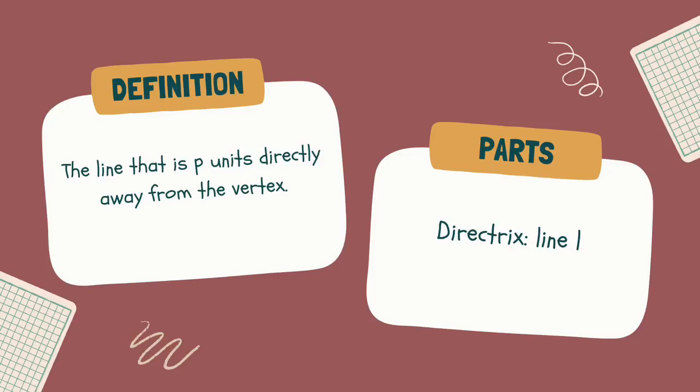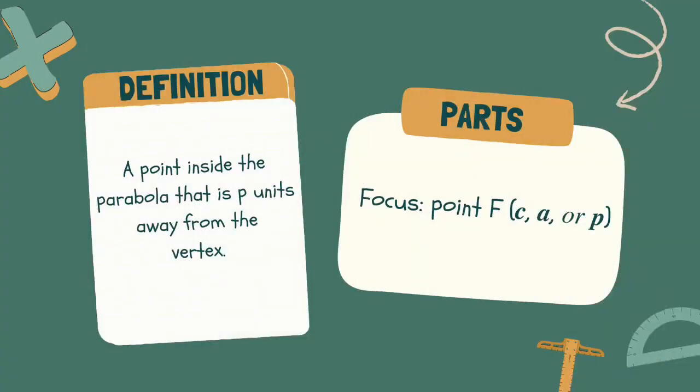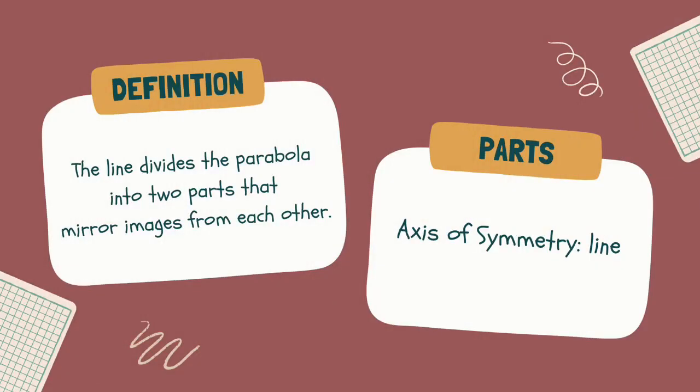Next is the directrix. It is a line, the line that is P units directly away from the vertex. Next is the focus. A focus is a point inside the parabola that is P units away from the vertex. Next is the axis of symmetry. It is a line that divides the parabola into two parts that are mirror images of each other.